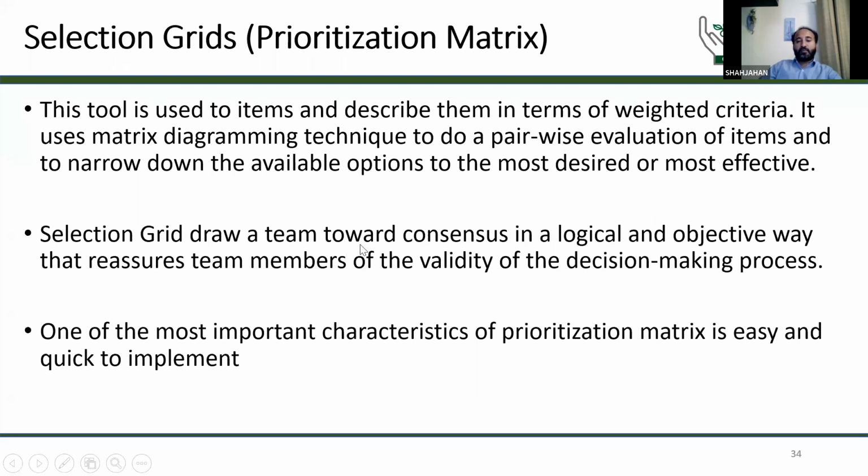The selection grid draws a team toward consensus in a logical and objective way that reassures team members of the validity of the decision-making process. One of the most important characteristics of the prioritization matrix is that it is easy and quick to implement. Before, in brainstorming or multi-voting, we were just giving votes, but that does not mean a logical way. This is a more logical way to decide our options.